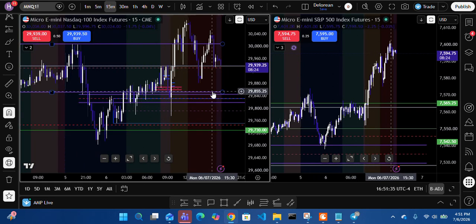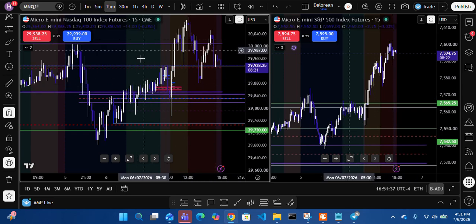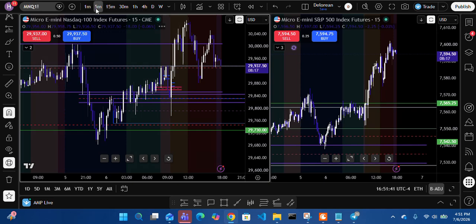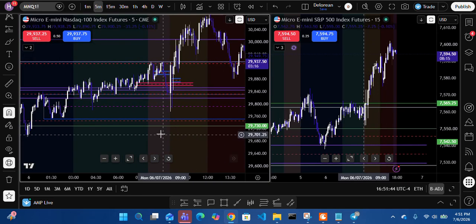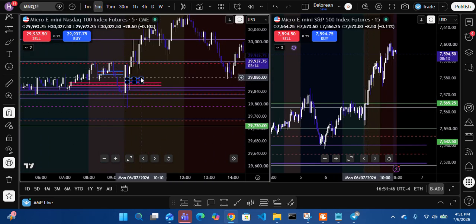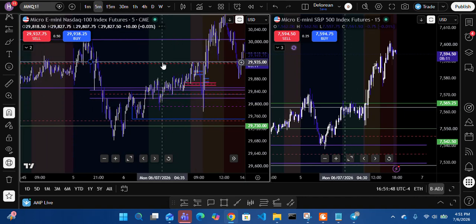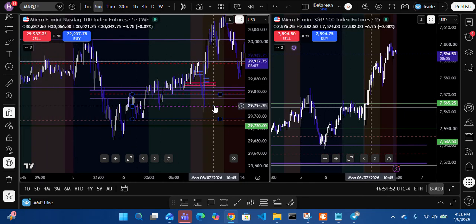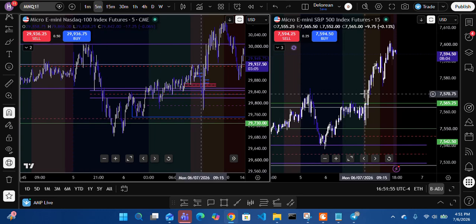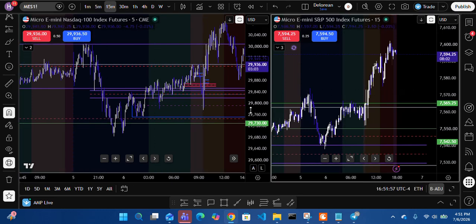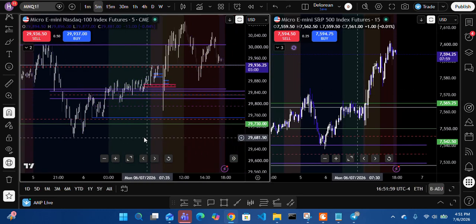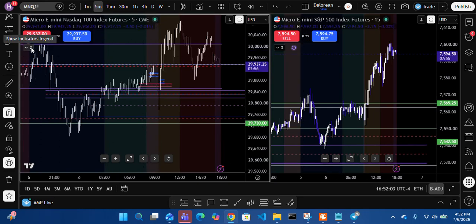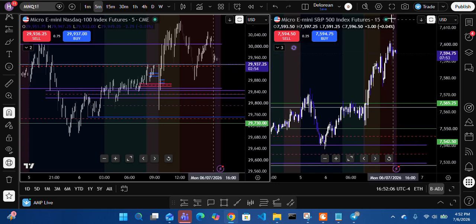Purple will be my 1 hour. Anything purple will be my 1 hour. This pink will be my 5 minute. But as you can see, we're holding up on these levels, and then you could just take longs to target these Asian session highs. That's all I was really targeting, especially on a Monday. I didn't want to reach for too much, but ES actually ended up hitting this target, so that's a good thing. So from there, it was a pretty clean setup today.